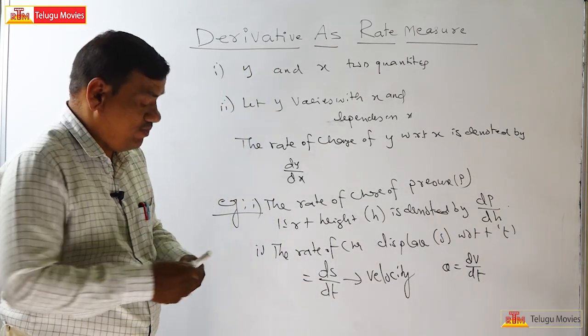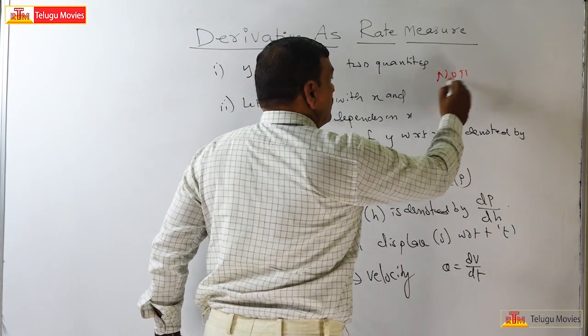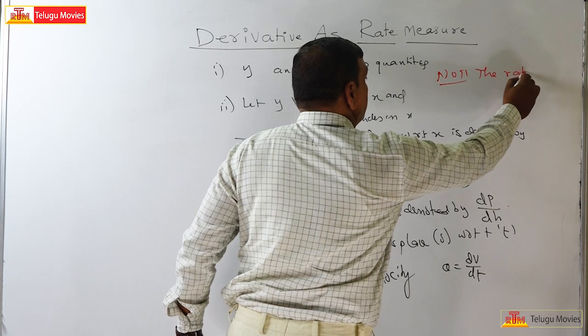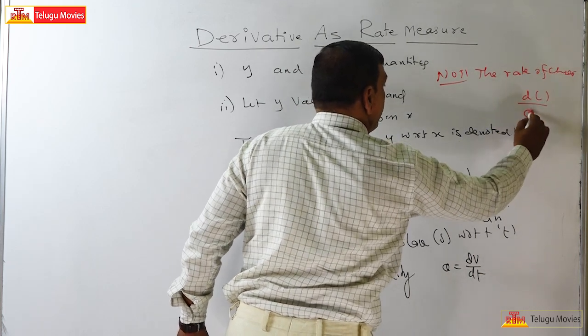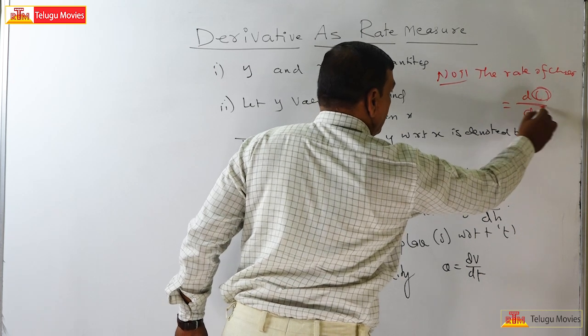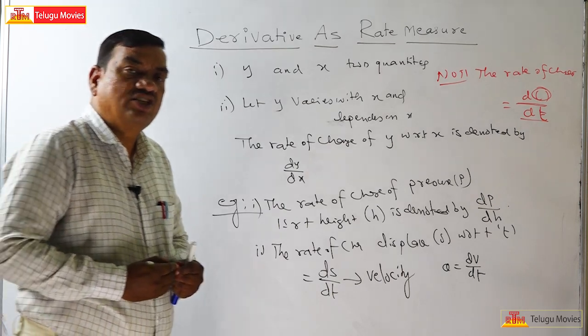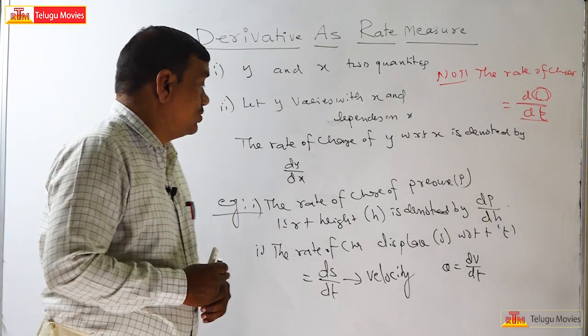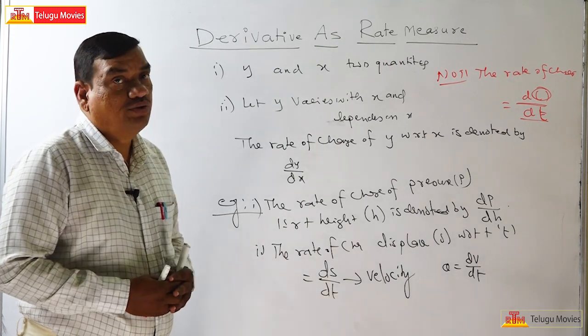Again, the rate of change of velocity is with respect to time. Here one very important point is that the rate of change means d of something by dt. The rate of change means with respect to time. Understand? If the rate of change is given, it is with respect to time.